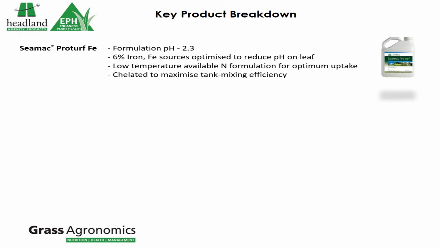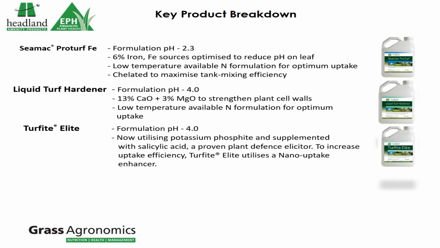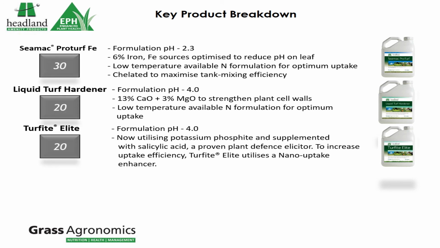For many years, Headland has worked to make its product range intercompatible so that different products can be safely mixed to give a better result than would be seen from the single product. The three products here, Seamac Proturf FE, Liquid Turf Hardener and Turfite Elite, have been around for some time, with recent updates improving their efficacy. It is though when they are mixed in the ratio of 20 litres a hectare, 20 litres a hectare and 30 litres a hectare that they form something of an elixir to the plant, but also a hostile leaf surface for our pathogen. This mix has come to be known as Headland's 20-20-30 mix.